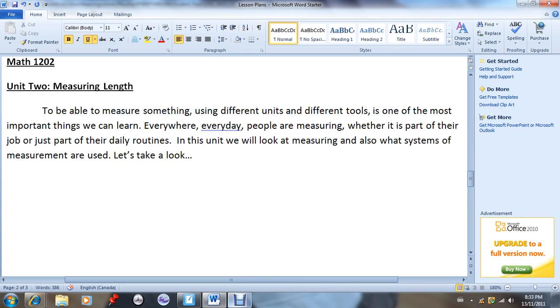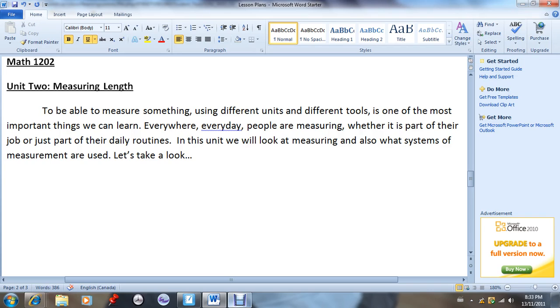Here's what we have. Unit 2, measuring length. To be able to measure something using different units and different tools is one of the most important and powerful things we can learn today. Everywhere, every day, people are measuring, whether it is part of their job or just part of their daily routines. In this unit, we're going to look at measuring and also what systems of measurement are used.